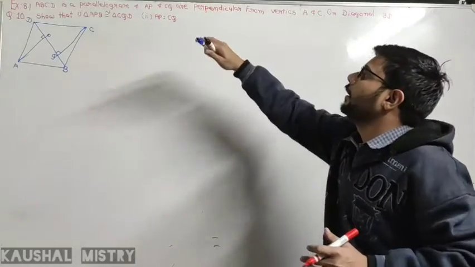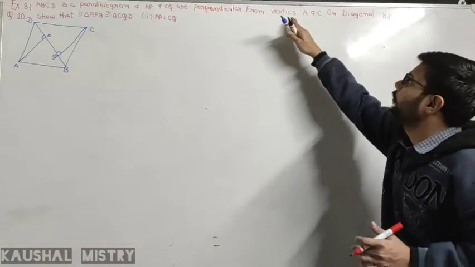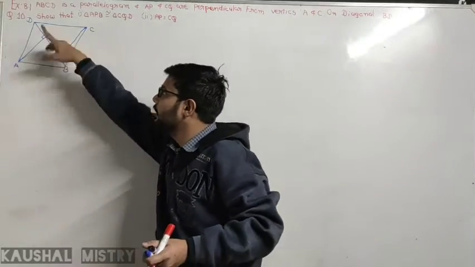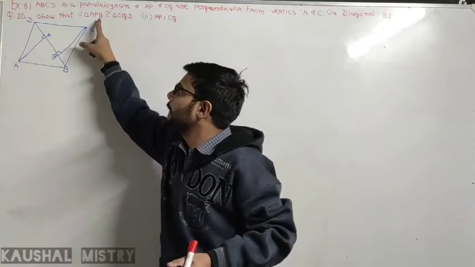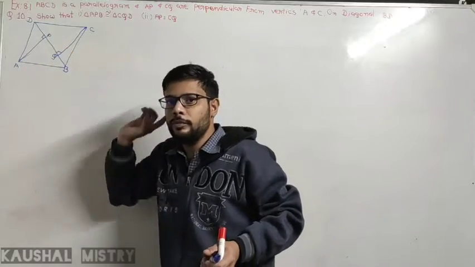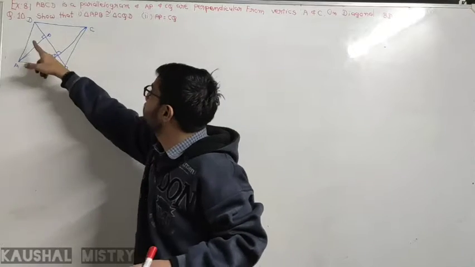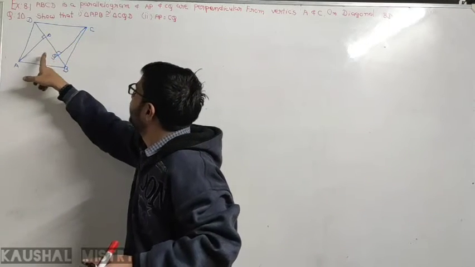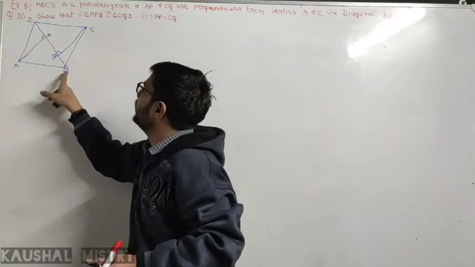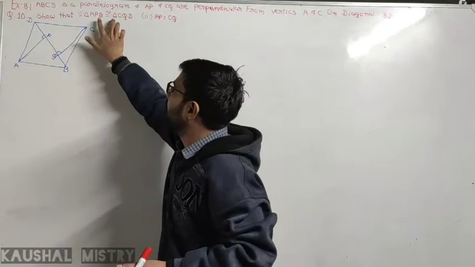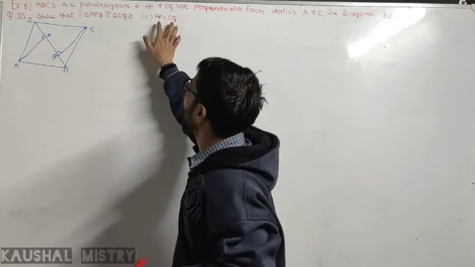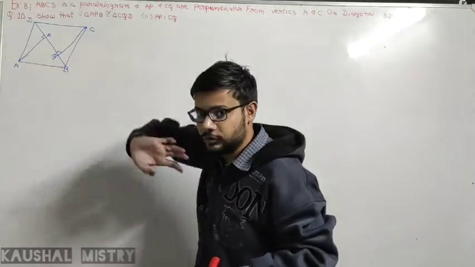Now, ABCD is a parallelogram, and AP and CQ are perpendiculars from vertices A and C. That means ABCD is a parallelogram, AP is perpendicular to BD and CQ is perpendicular to BD. And what we have to prove? That triangle APB and triangle CQD are both congruent. If this is congruent, then we can easily write by CPCT AP is equal to CQ.